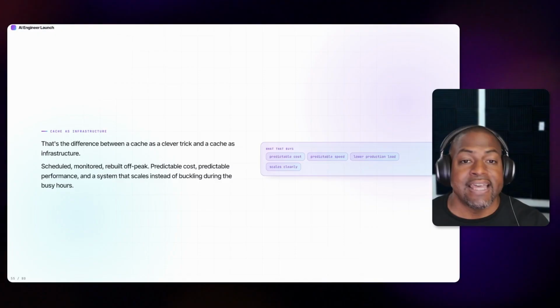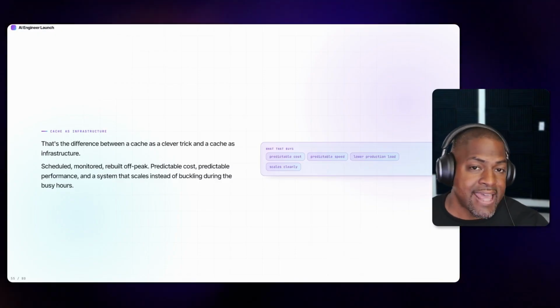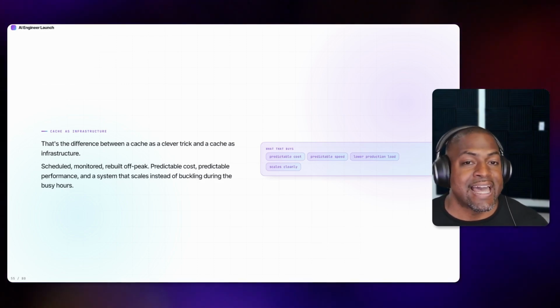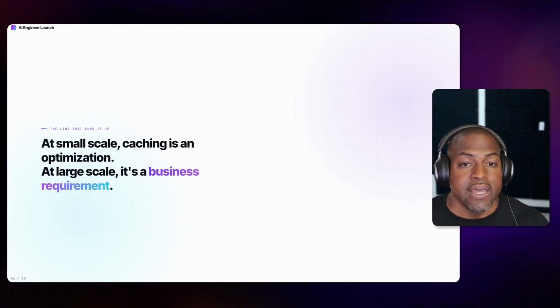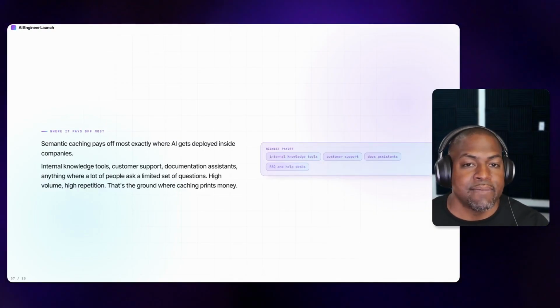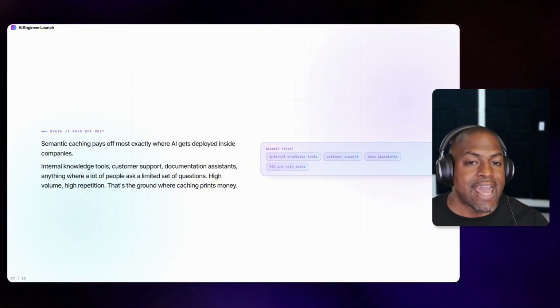At small scale, caching is an optimization. At large scale, it's a business requirement. Semantic caching pays off most exactly where AI gets deployed inside companies. Internal knowledge tools, customer support, documentation assistance, anything where a lot of people ask a limited set of questions. High volume, high repetition. That's the ground where caching prints money.